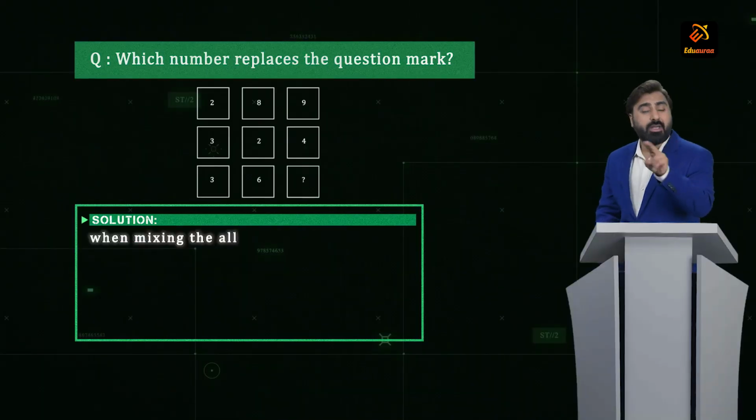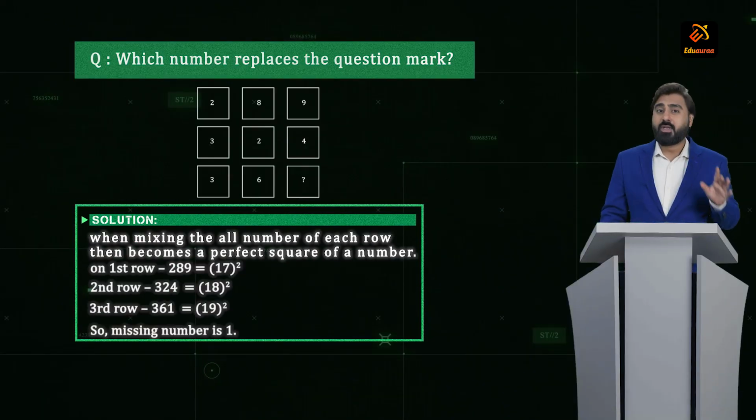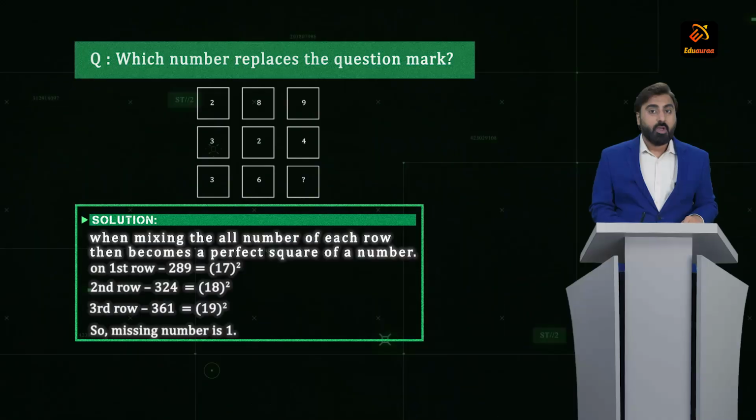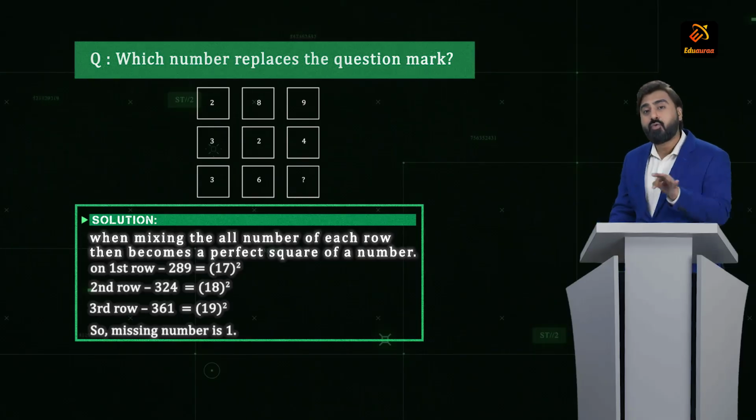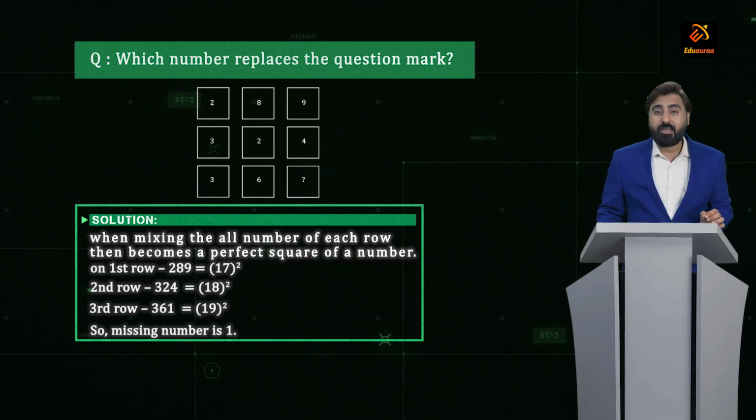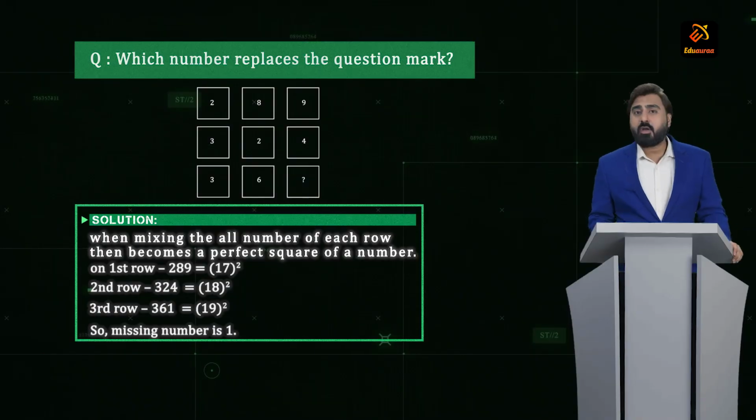So basically, instead of considering 2, 8 and 9 as different numbers, when we consider 2, 8, 9 together, it is basically 289. Can you tell me 289 is a square of which number? Yes, 17. When we consider the second row, it has 3, 2 and 4. Instead of considering 3, 2, 4 separately, if we consider it as one number, that is 324, it is a square of 18.